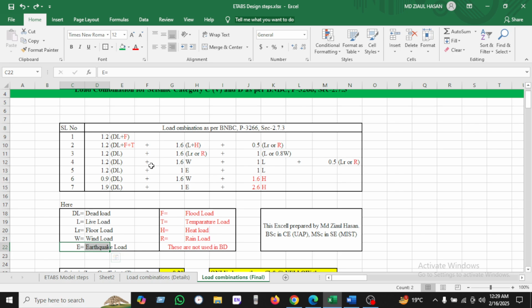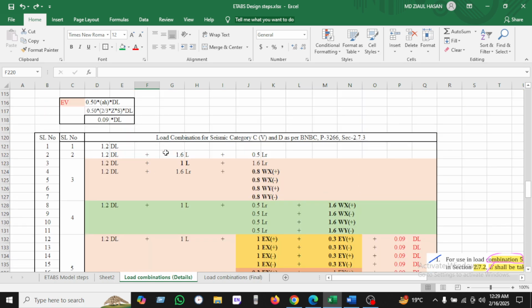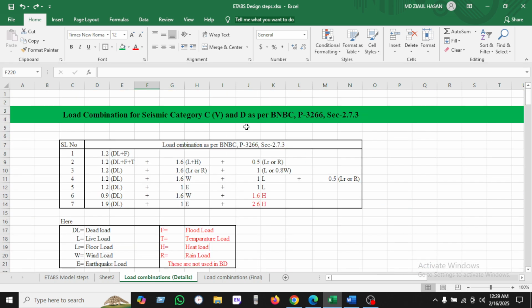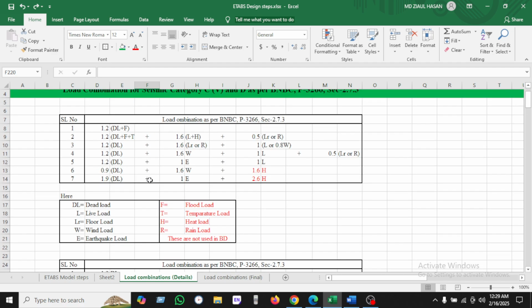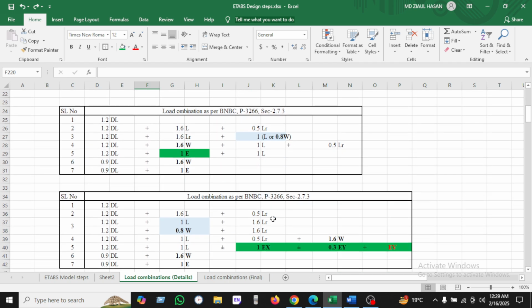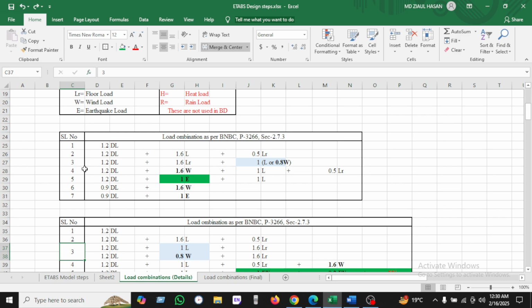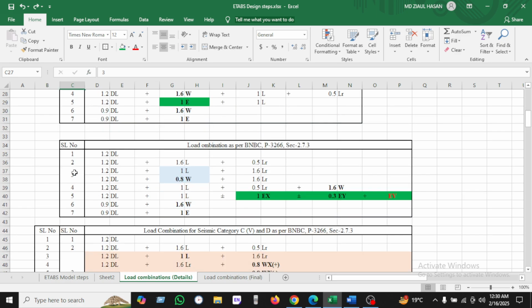So now we will divide here. Let's see. Number 1 is as usual. Number 2 is also the same as it is. Number 3 we've seen live load or 1.8 wind load. So we are dividing here. Serial number 3 we can see here. Number 3 is divided into 2.